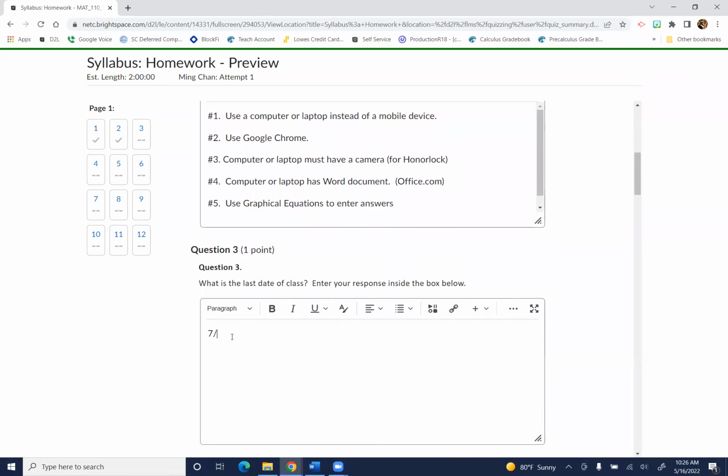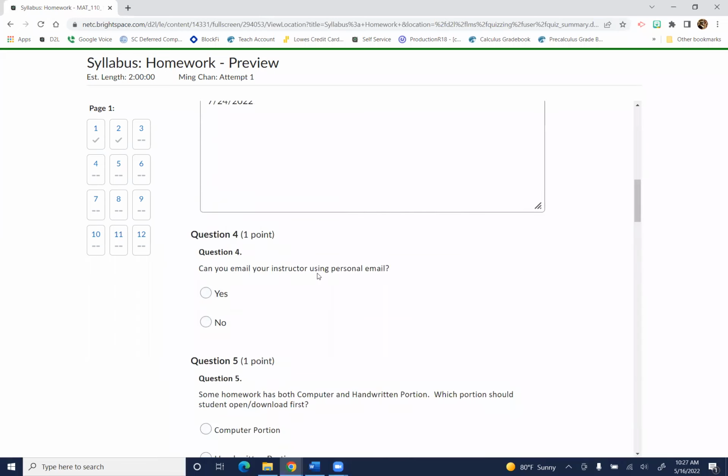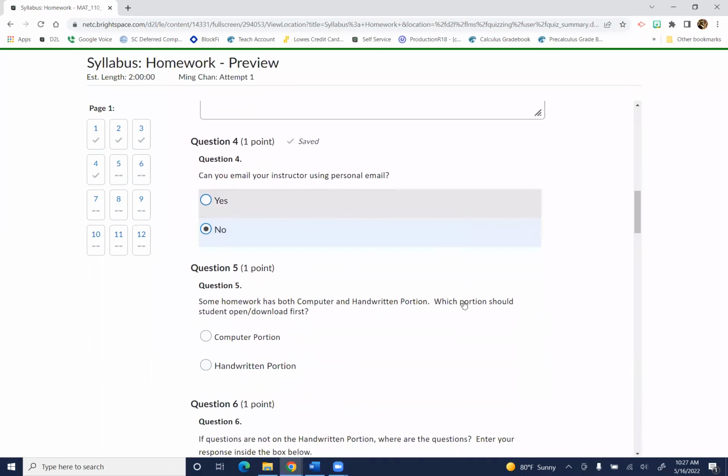All right, what's the last day of class? You can write this down. July 24, 2022 is our last day of class. Can you email your instructor using a personal email? The answer is no. When I email you, the email will go straight to your student NETC email. So if you're a new student and never used your student NETC email, please log into it. Please watch the video on how to access office.com so you can log into your student NETC email.